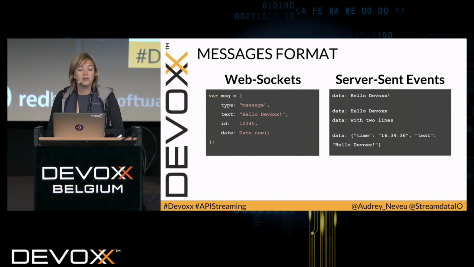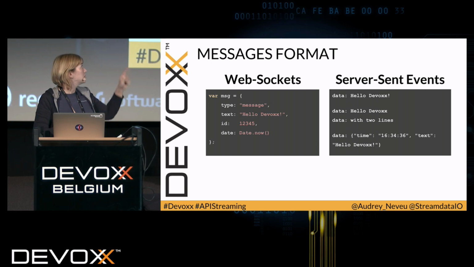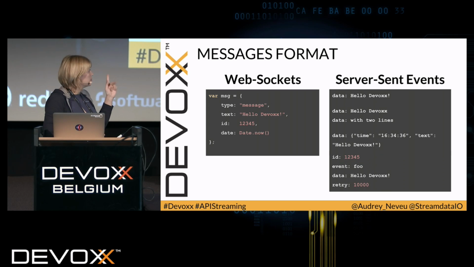Looking at message format. For WebSocket, nothing is defined in the specification, so it's up to you to define your message format. It's up to you to parse it on both sides. In server-sent events, a message is every line of text beginning with a data prefix. So it can be a single line message, a multiple line message, or a JSON object, all work. The very nice thing there is that server-sent events also define 3 other types of field. The first one is ID, the second one is event, the third one is retry. Keep them in mind, we will talk about them a little bit later.